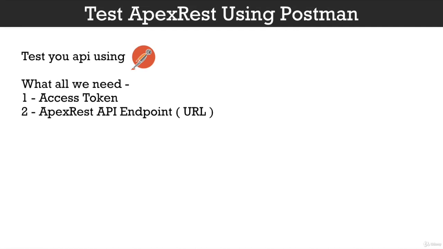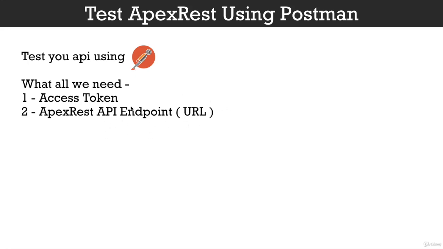Hey everyone, welcome to the course. In this lecture we are going to learn how we can test the API that we developed in an earlier lecture with the help of Postman, which is a web service API testing tool. In order to test our web service, the first thing we need is the access token to our Salesforce environment. You can get that access token using OAuth 2.0, and we already saw how to do that in the previous lectures. Then we need the Apex REST API endpoint. These are the two things that we need.